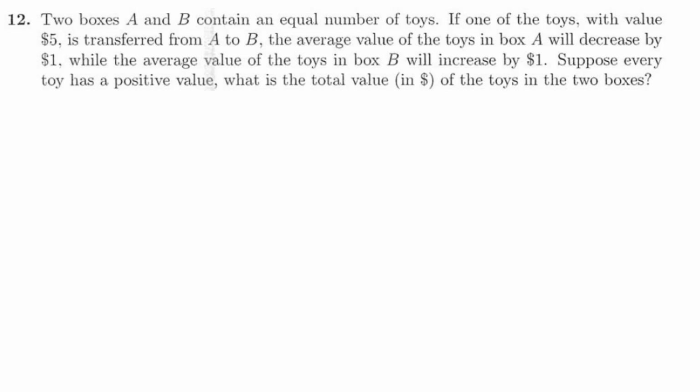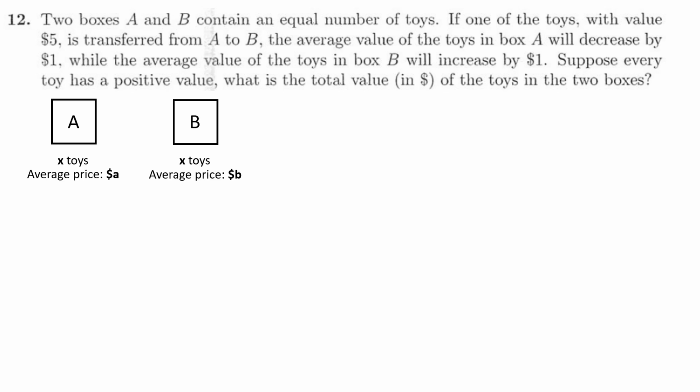Okay, so this is a fairly straightforward question. Let's get started by just drawing boxes and labeling the number of toys and their price. So this is box A, there are X toys, and this is box B, there are also X toys, because they contain an equal number of toys. The average price of a toy here is A dollars, and here it's B dollars.